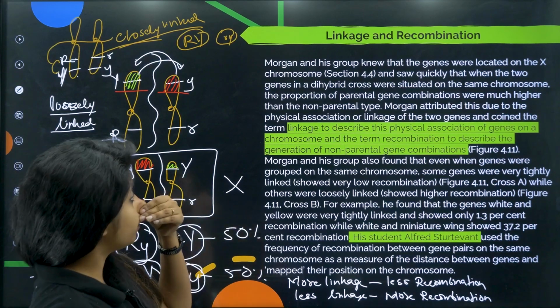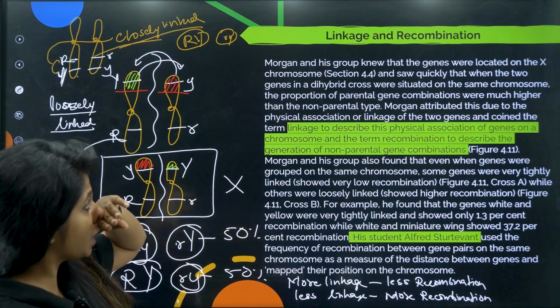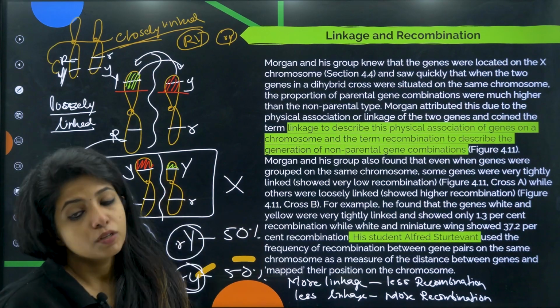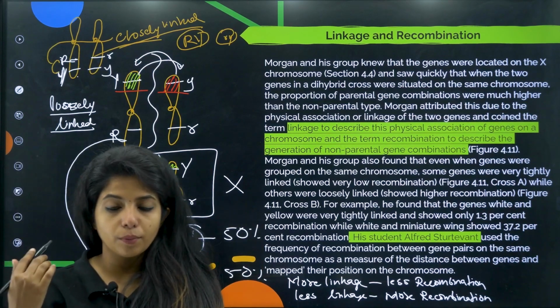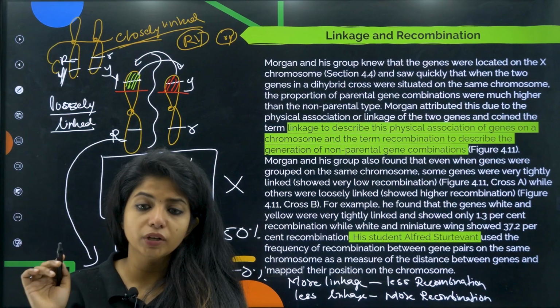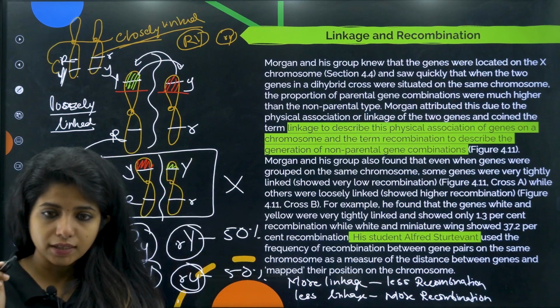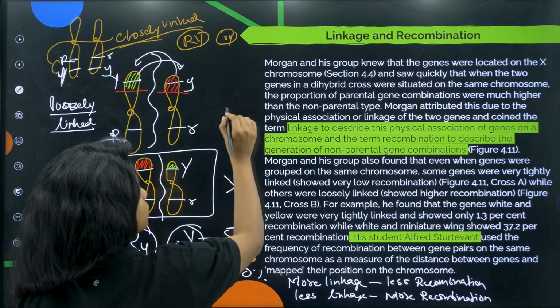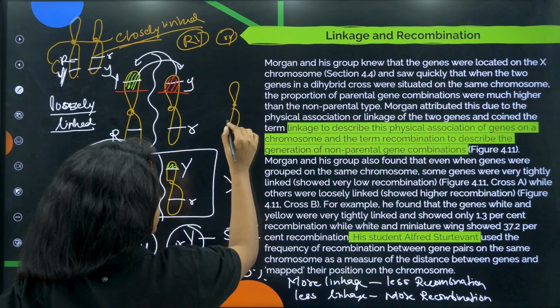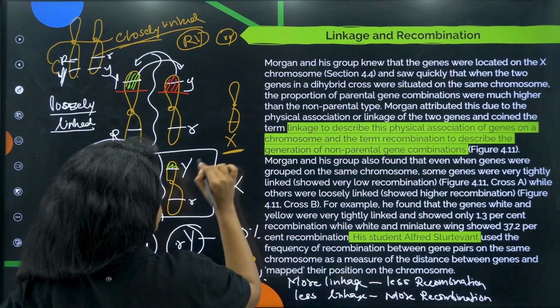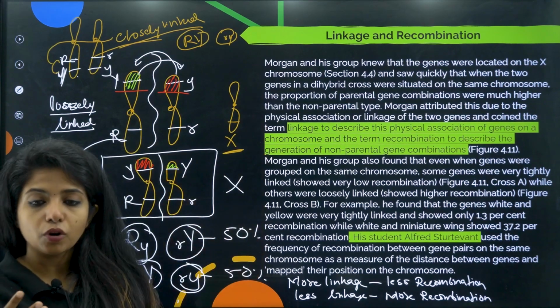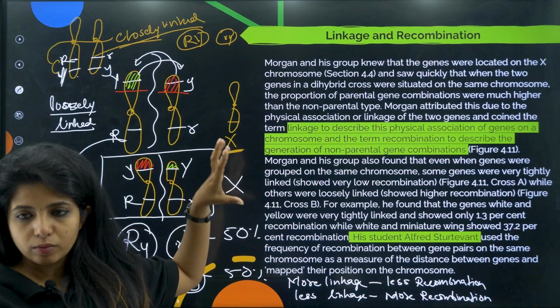Okay, so over here Morgan and his group knew that genes were located on the X chromosome. So when he was talking about Drosophila melanogaster, he was working on traits which were there not on the normal chromosomes but on the sex chromosomes. And which sex chromosome, children? X chromosome. These genes that he was talking about were there on the X chromosome. We will be studying about that.